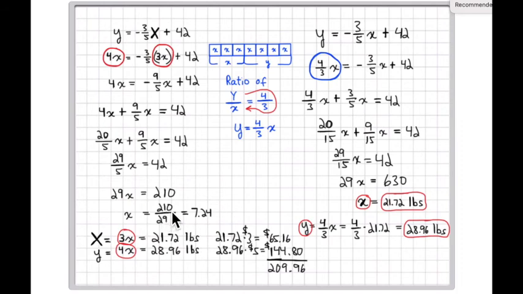So 210, how many times can you do that? You can do that 7 24/100 times. So that's 3 times 7 24/100. That gives you 21 72/100 pounds. And 4 times 7 24/100 gives you 28 96/100 pounds. And the cost, that all adds up to 4 cents less than $210. A little bit of rounding error there.